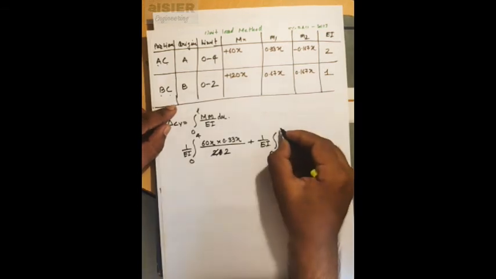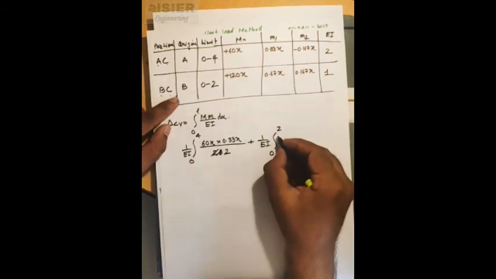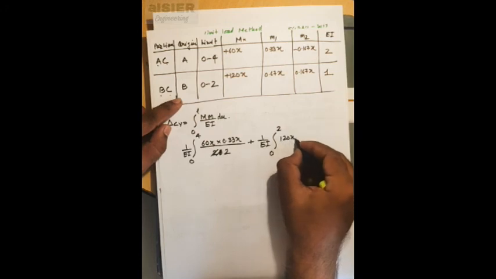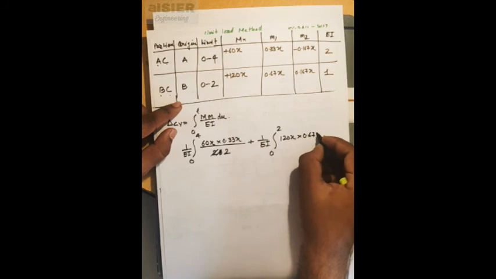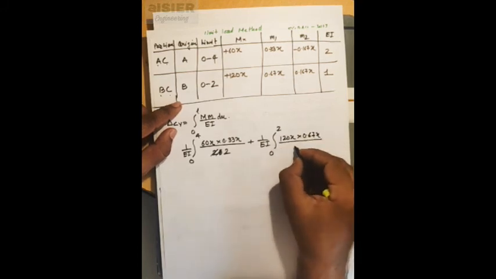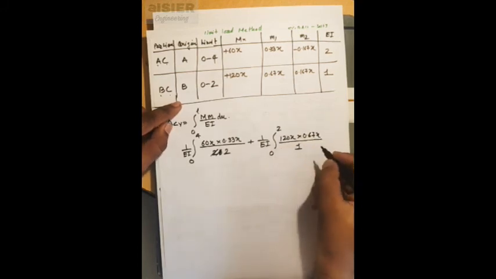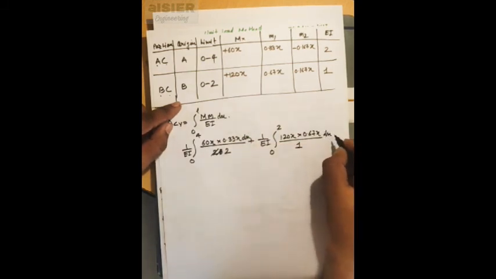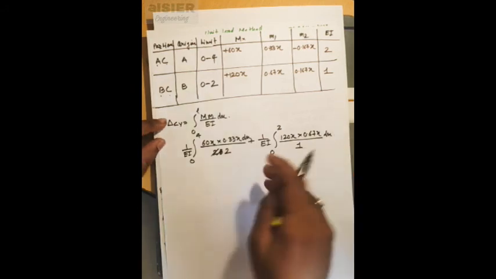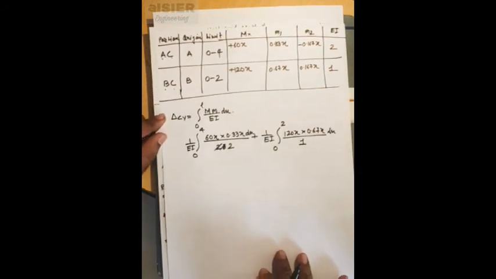Limit is 0 to 2 for the BC region. What is the value of M? It is 120x. And what is the value of M1? It is 0.67x divided by EI. So EI here it is 1. Here I forgot to write down dx. Okay. So we will calculate the answer for this later.